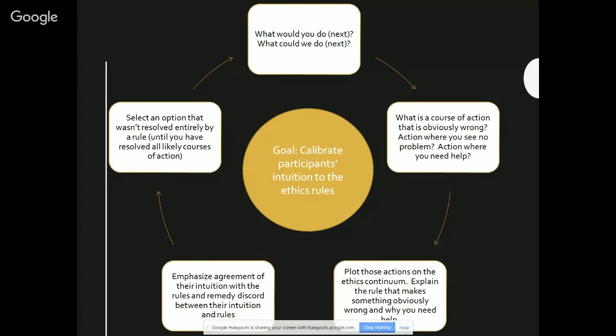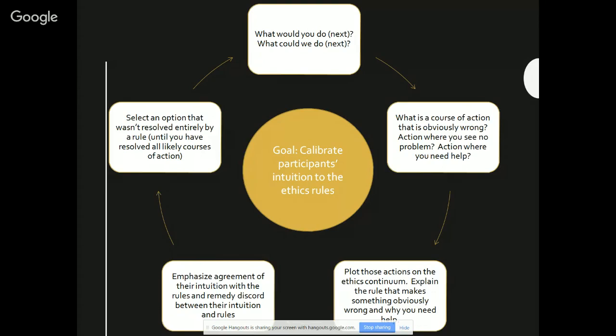Where you have agreement between the requirements under the ethics rules and the intuition of your participants, you can emphasize that. You can point out the ways in which the rules conform to their common sense or pre-existing understanding. Likewise, where you have discord between their feelings about whether something should be permissible or is permissible and the requirements of the rules, you can emphasize that. That's probably where you want to put the majority of your training energy, is in correcting misapprehensions.